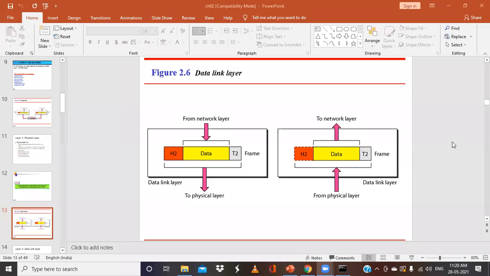So let us discuss this in detail now. And again, when it goes to the other device from the physical layer, it receives the bits and then converts them into frames, and then it will forward those frames to the network layer. So let us understand this now in detail.